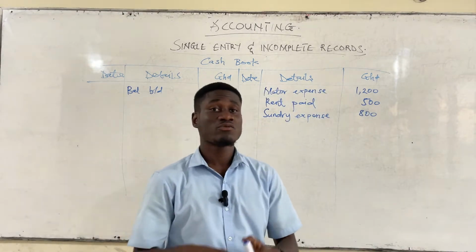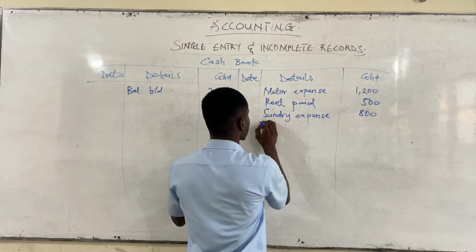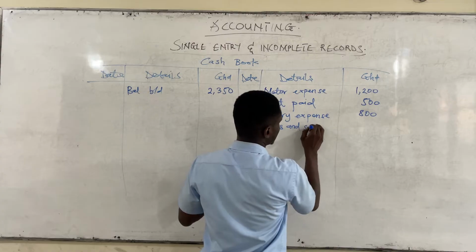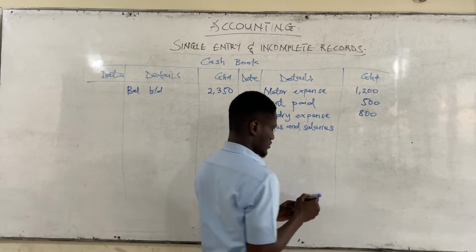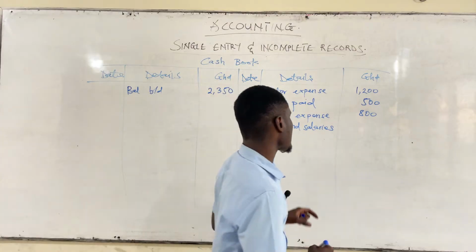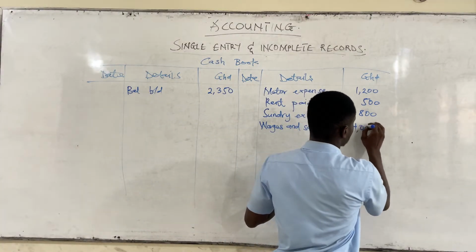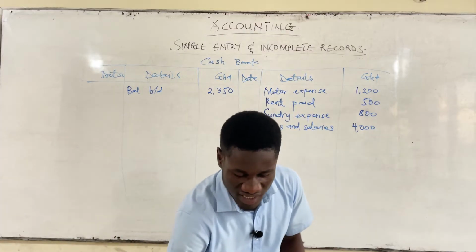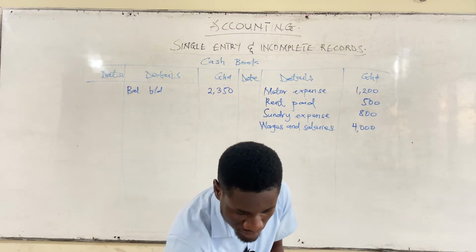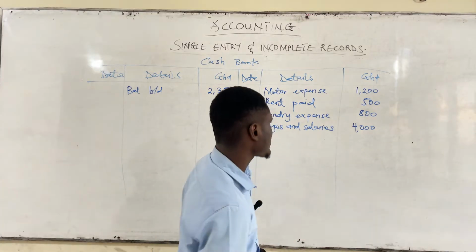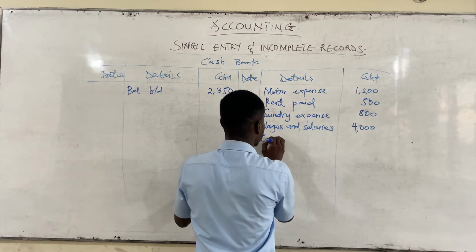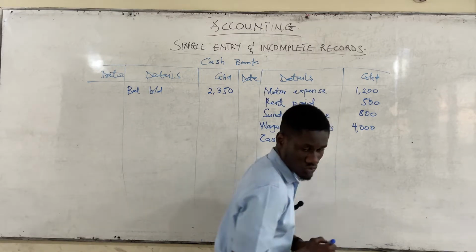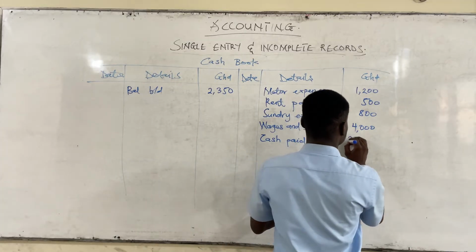Good. We have wages and salaries, which is 4,000. Good. We have wages and salaries, which is 4,000. We have cash paid to suppliers, which is 27,800. So cash paid 27,800.